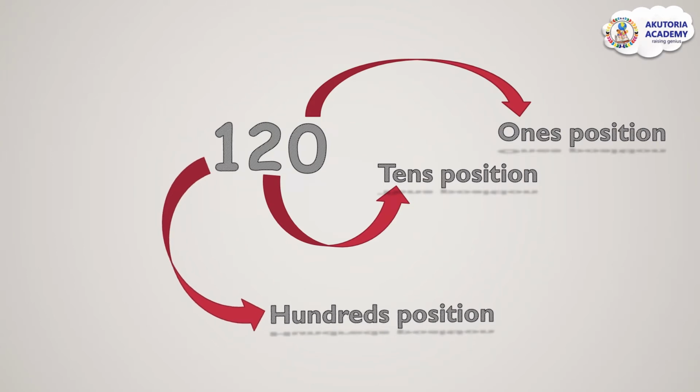We also have the hundreds position, and in this position we have to skip count in hundreds to get the value of the number there. Now for 1, we have to skip count from 0 to 100. That's why we have 120.